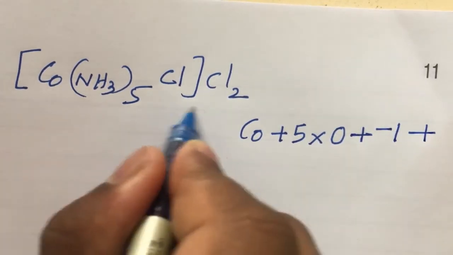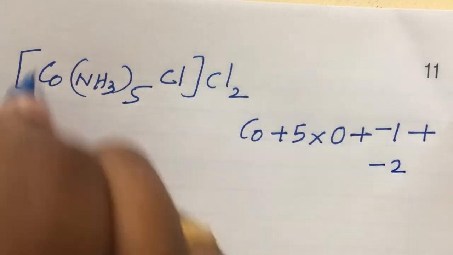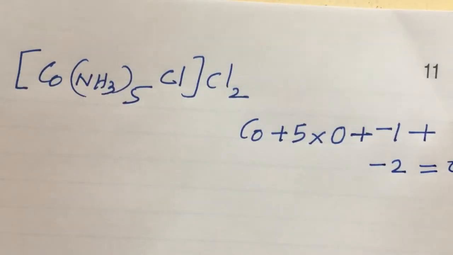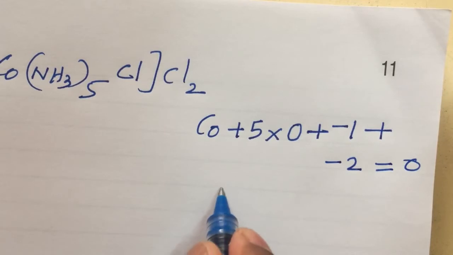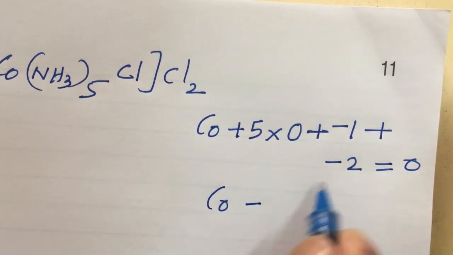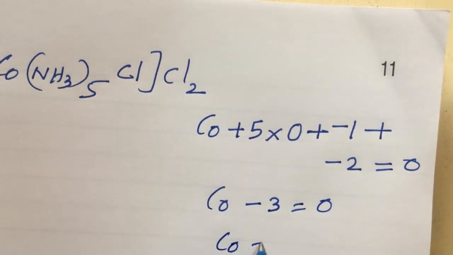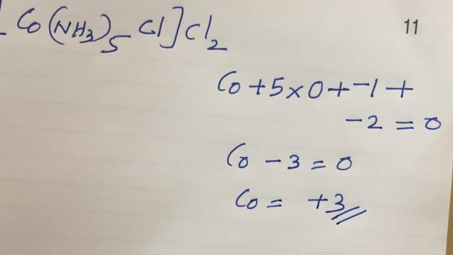Okay, coordination sphere over. Now 2 into minus 1, minus 2. Total equal to 0. Then cobalt plus 5 into 0, plus minus 1, plus minus 2, equal to minus 3, equal to 0. Cobalt equal to plus 3. So we got the oxidation state plus 3.